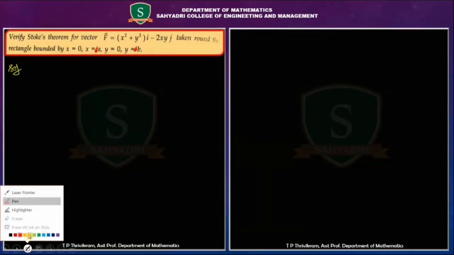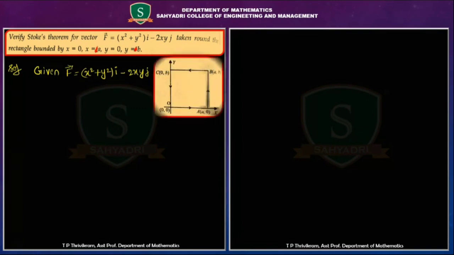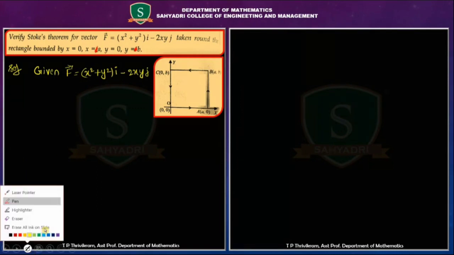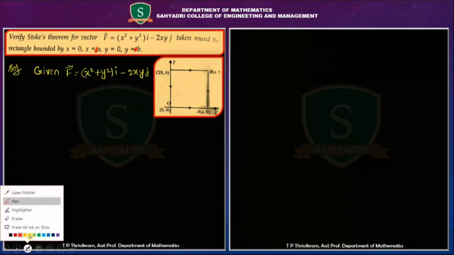Okay, so first write the given vector F. Given F vector is equal to (x square plus y square) i minus 2xy j, taken around the rectangle bounded by x equal to 0, x equal to a, y equal to 0 and y equal to b. So let us see the diagram of all these curves. And then write the given curves first.